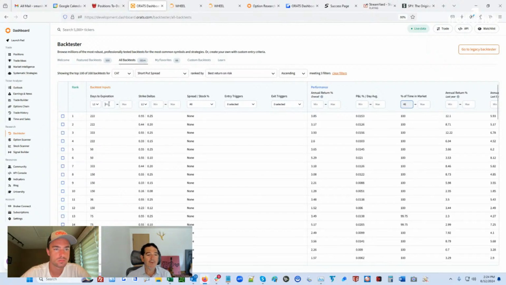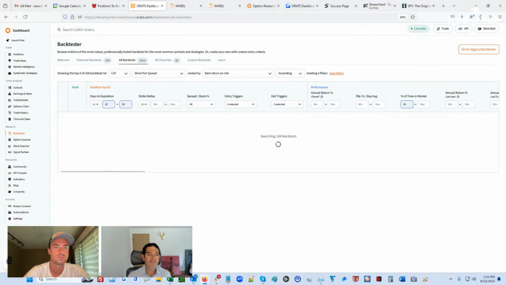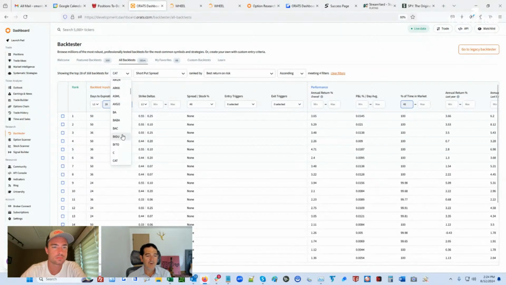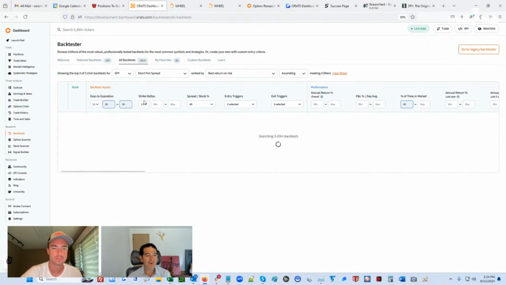Let's look at Caterpillar short put spreads. That one's about a month, so we'll say 20 to 50, and then those deltas are, let's see what comes up for that. Oh, actually, this isn't going to do the percentiles, right? Won't have any exit triggers. Yeah, so let's do one that has exit triggers. Let's look at XLE. I think we only have a few of them. Let's just look at SPY for the short put spread here.